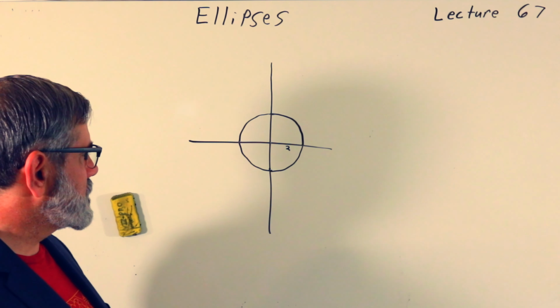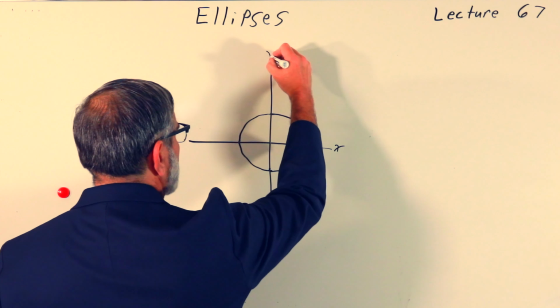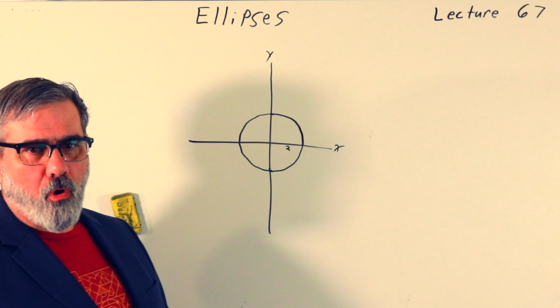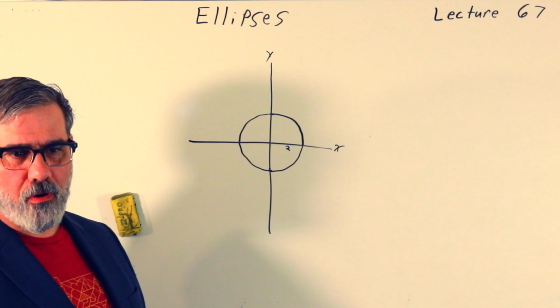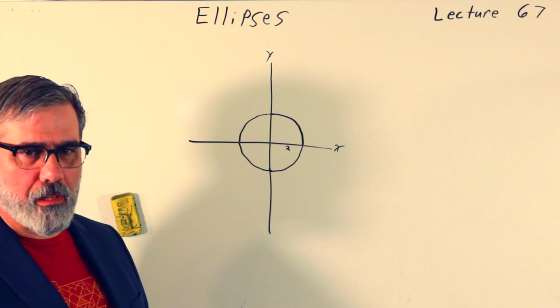And so, who remembers the formula? Can anyone tell me the formula for this circle, if I call this my x-axis and this is my y-axis? You mean the area of the circle? No, not the area. I want the formula for the circle. Who remembers the formula for the circle? You mean the circumference? No, I mean the formula for the circle.